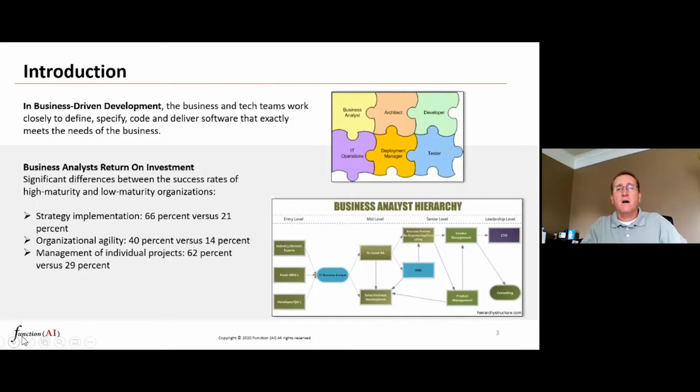Organizational agility, meaning the ability of an organization to adapt to new projects and new services quickly and with a high rate of success, is 40% in a mature organization versus 14% in a non-mature organization. And then, of course, management of individual projects, having those successfully completed, and that definition becomes on budget, on time, meeting the business requirements, and getting acceptance from the business side. You see in a mature organization a 62% success rate versus a 29% success rate.